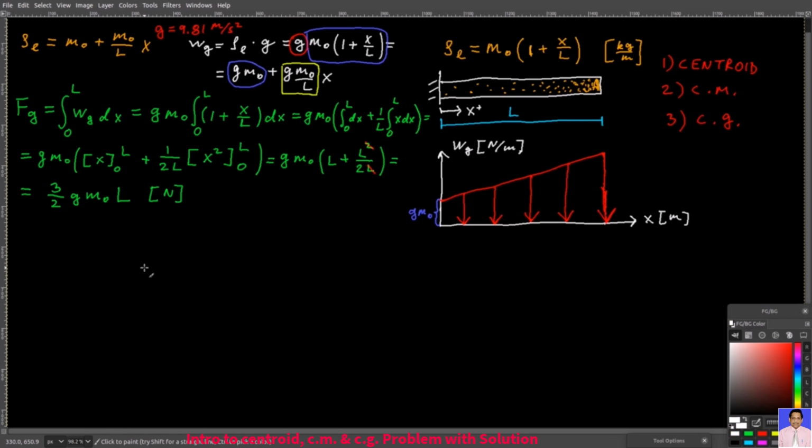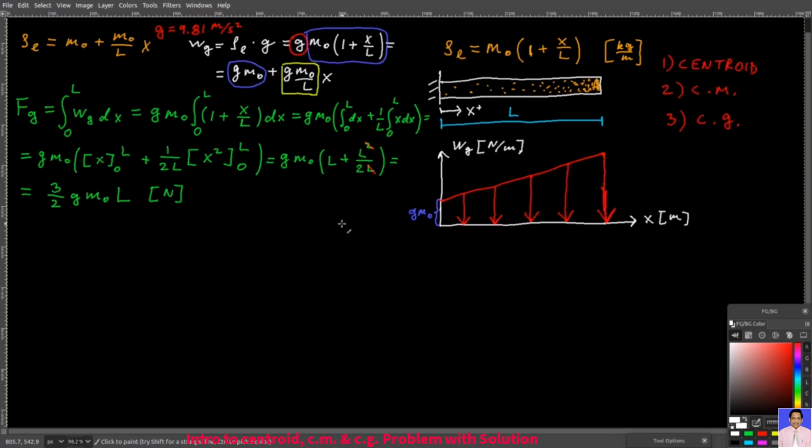If you remember then, the mass of the beam was 3 over 2 times m0 times L, and now the only addition is this g here. That's because Fg equals m times g. Everything else, 3 over 2, m0, and L, they're the same like in here.